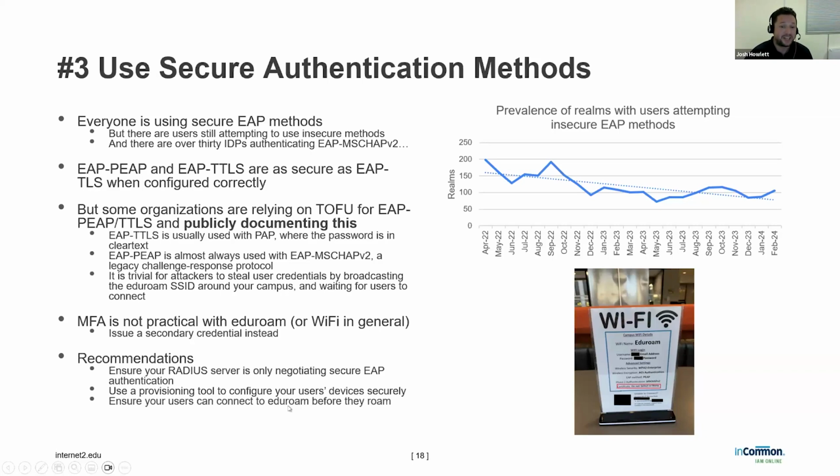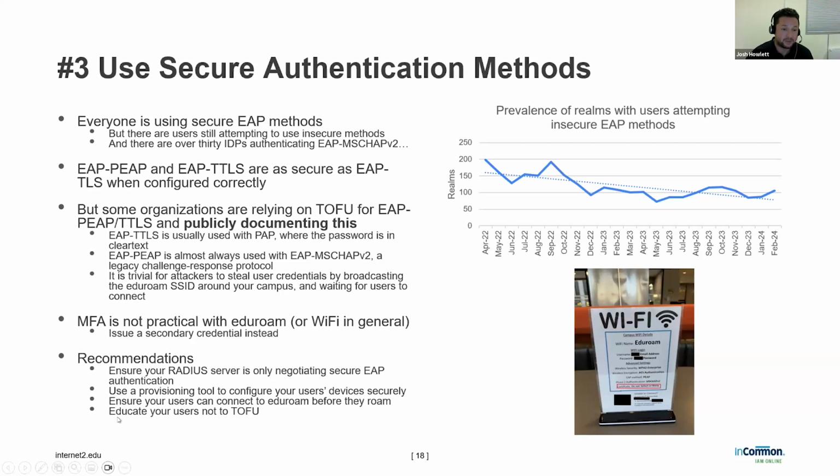Ensure that your users can connect to eduroam before they roam. That's key because it reduces the probability that they will then just attempt to connect to something claiming to be eduroam once they leave campus. So once they've done it once securely on campus, they can then roam, safe in the knowledge that their devices will only ever connect to an authorized eduroam service provider.